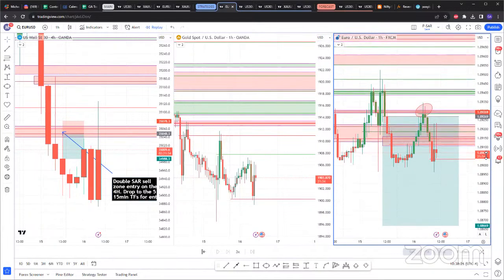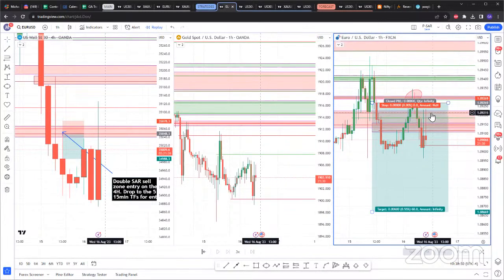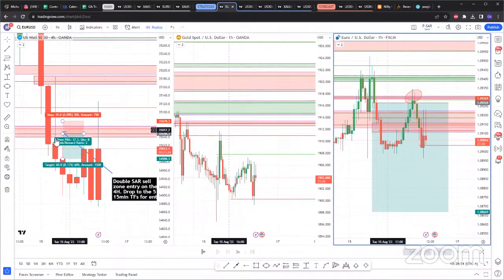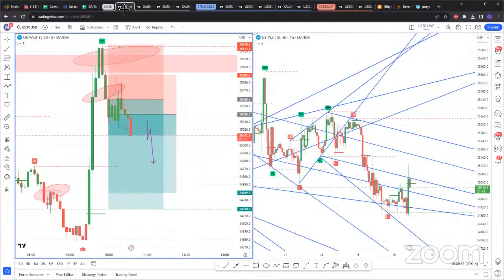We should still be moving down. I entered today on the double SAR in the 1 hour. Perfect, this is what we want to see. You see the power of this and just waiting for this entry. The key thing with this SAR is knowing your stop loss, because it is so easy to get faked out, lose a trade, and then the trade goes straight into TP. So that's the key thing.